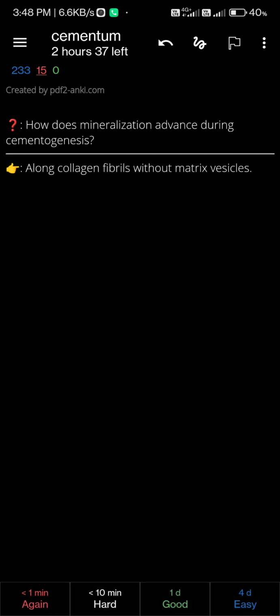How does mineralization advance in cementogenesis? Along collagen fibers. Mineralization advances along collagen fibrils without matrix vesicles in cementogenesis.